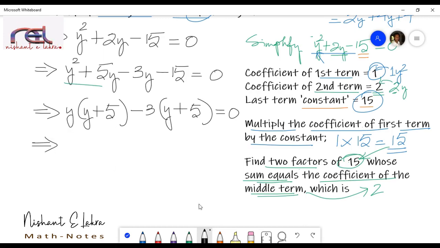Now we will write the common terms. y minus 3 is in the brackets, and y plus 5 are common terms, so we will write it as 1. Right, so y minus 3 in brackets into y plus 5 in brackets equals 0.